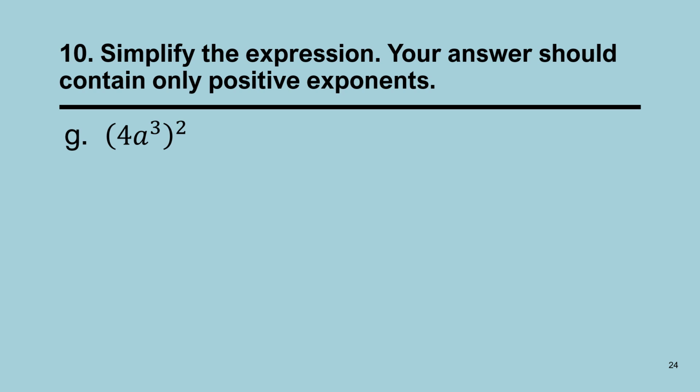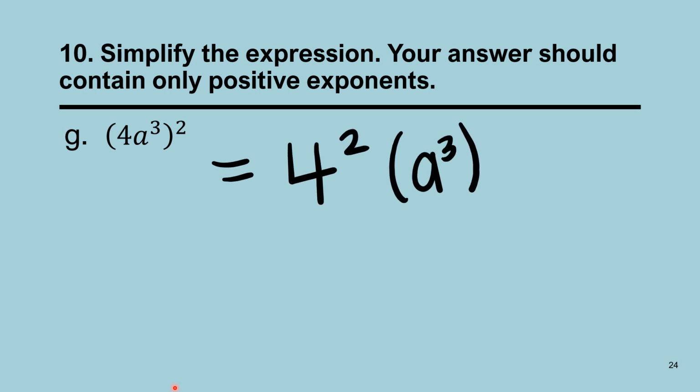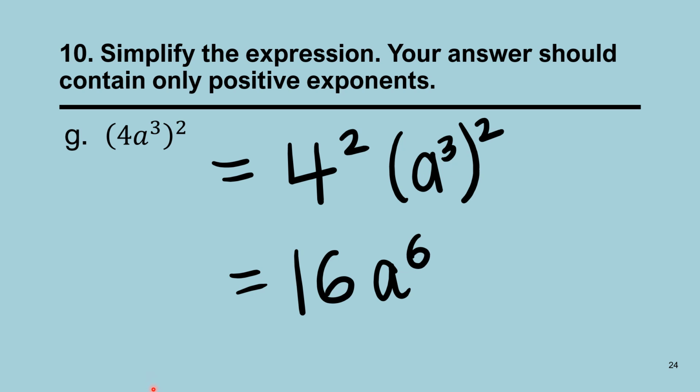Next we've got 4a cubed raised to the 2nd power. This is the one that I told you I like to think of as a distributive type of property. So that power of 2 is going to get distributed to the 4 and to the a cubed. So we've got 4 squared times a cubed squared. 4 squared is 16. Then we've got this power to a power, and you multiply them. So 3 times 2 is 6. So we've got a to the 6th. So 16a to the 6th.